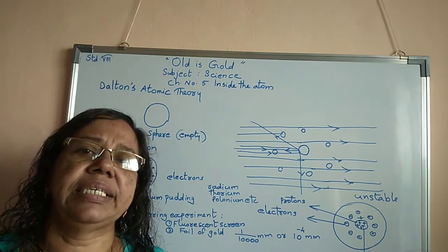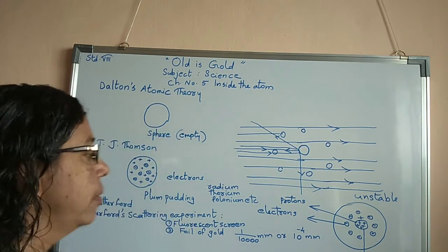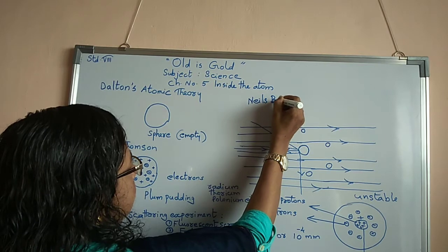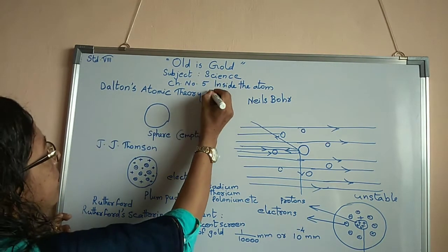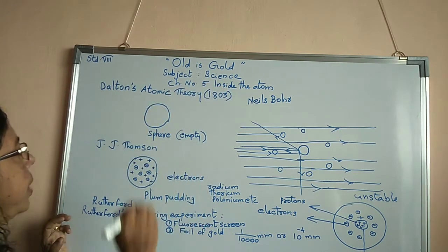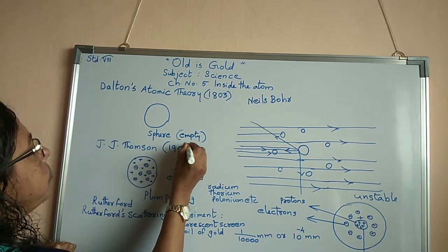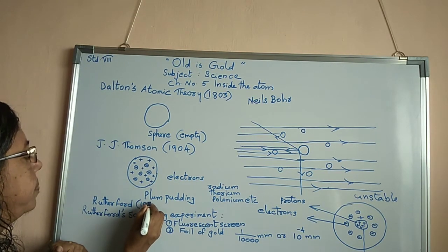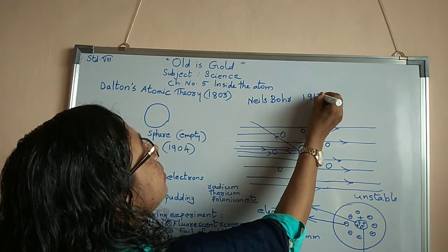After him, another scientist came. His name is Bohr, or we can say the full name is Niels Bohr. Now, Dalton's atomic theory came in the year 1803. After that, J.J. Thomson came in the year 1904. After that, Rutherford came in the year 1911. Then last, Niels Bohr came in the year 1913.